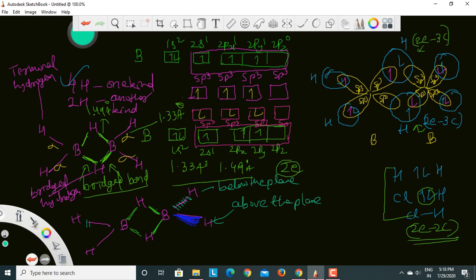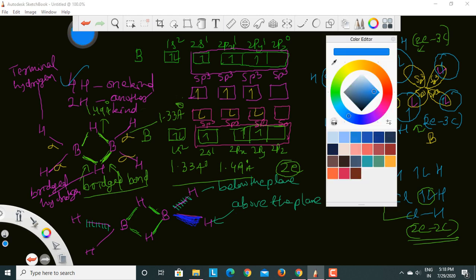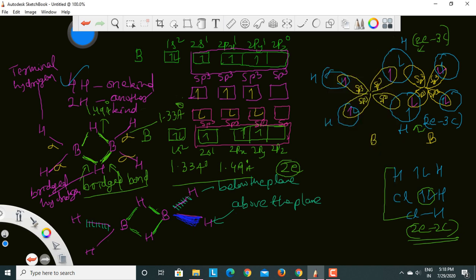Similarly for these two terminal hydrogens also. This will be below the plane, which I am showing in sky blue color, and this bond will be above the plane, which I am showing in ocean blue color. This is above the plane, this is below the plane. It looks like two bonds are approaching towards you, two are away from you, and these two bonds are on the same plane, parallel to you. So this can be thought of as making bonds like this.